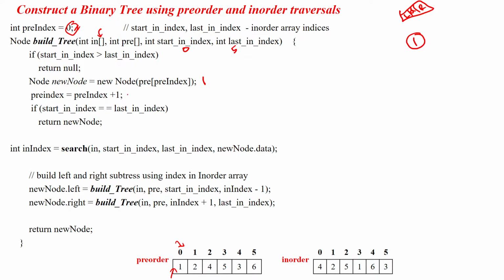Then we are incrementing the pre-index. So pre-index is 0, 0 plus 1, which is 1. Then we are checking if the starting index, which in the first recursion is 0, and the last index, 5, are equal. No, it is false, so this will not execute.